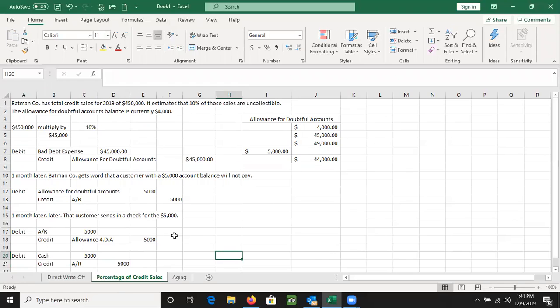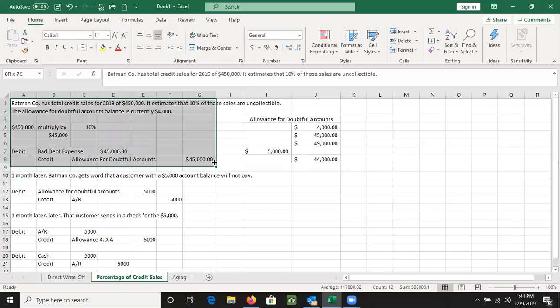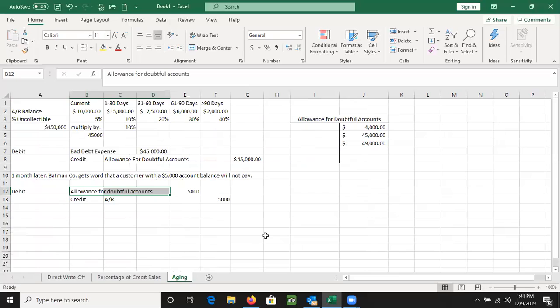And you would update the T charts and everything like that. Okay. This is the main part, though. This top part. Next, we're going to move on to the aging method.